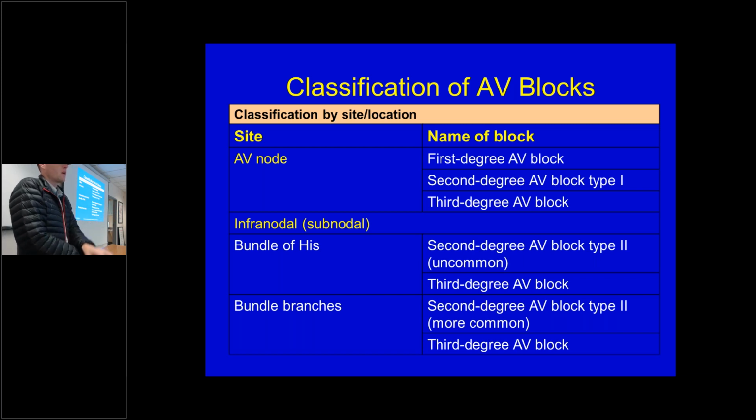Did you say type 1 is? Has a normal QRS, at least width. What's that? Internal, you said? And that's in the AV node, yeah.